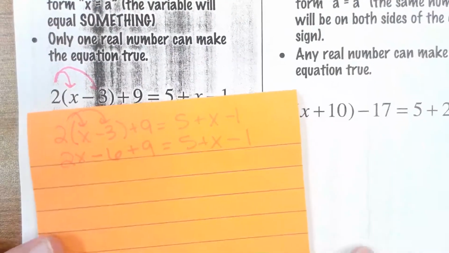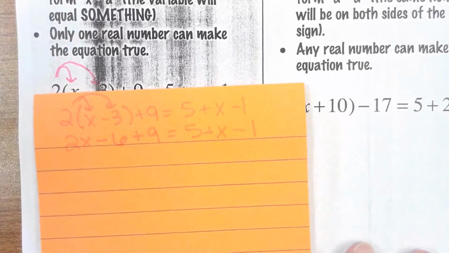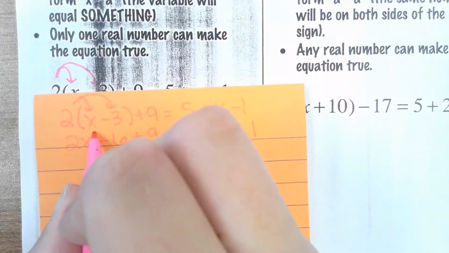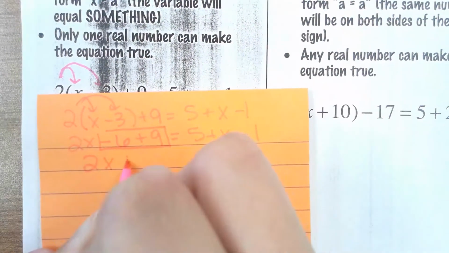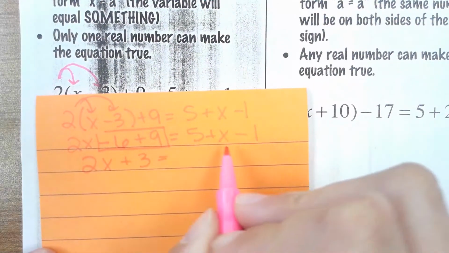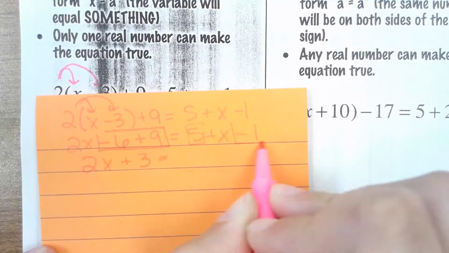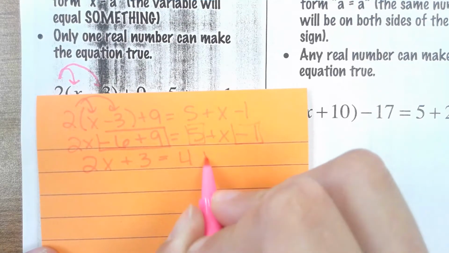Okay. Next step is to combine like terms that are on the same side. So here I can combine a negative 6 and a positive 9 to get a positive 3. And then over here on the right, I have a positive 5 and a negative 1, so I can combine those together to give 4.